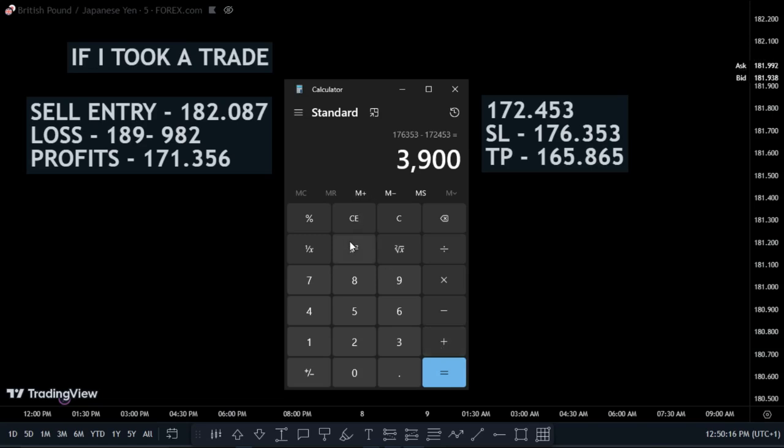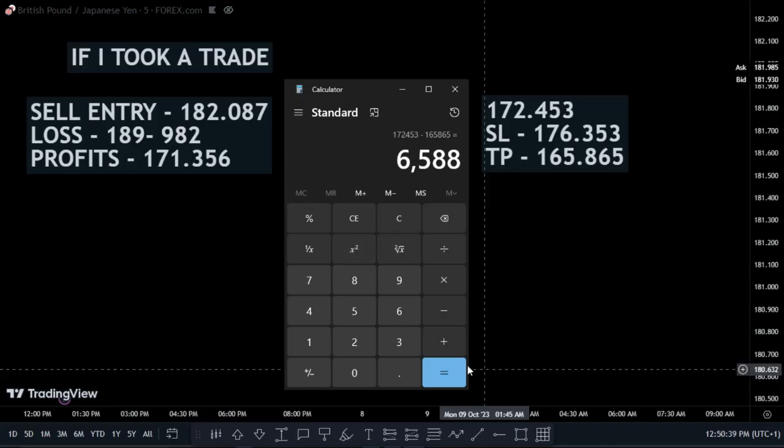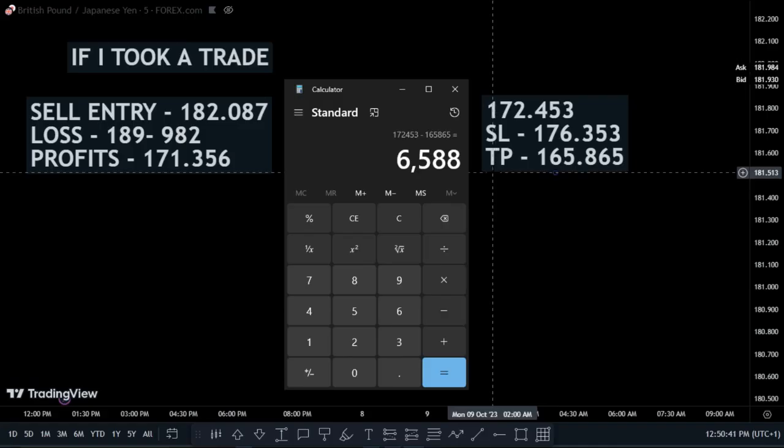So now let's calculate the take profit. We have 172453 and we're subtracting 165865. That gives us 658 pips and 8 pipettes. So my profit is actually almost double what I'm risking, right?